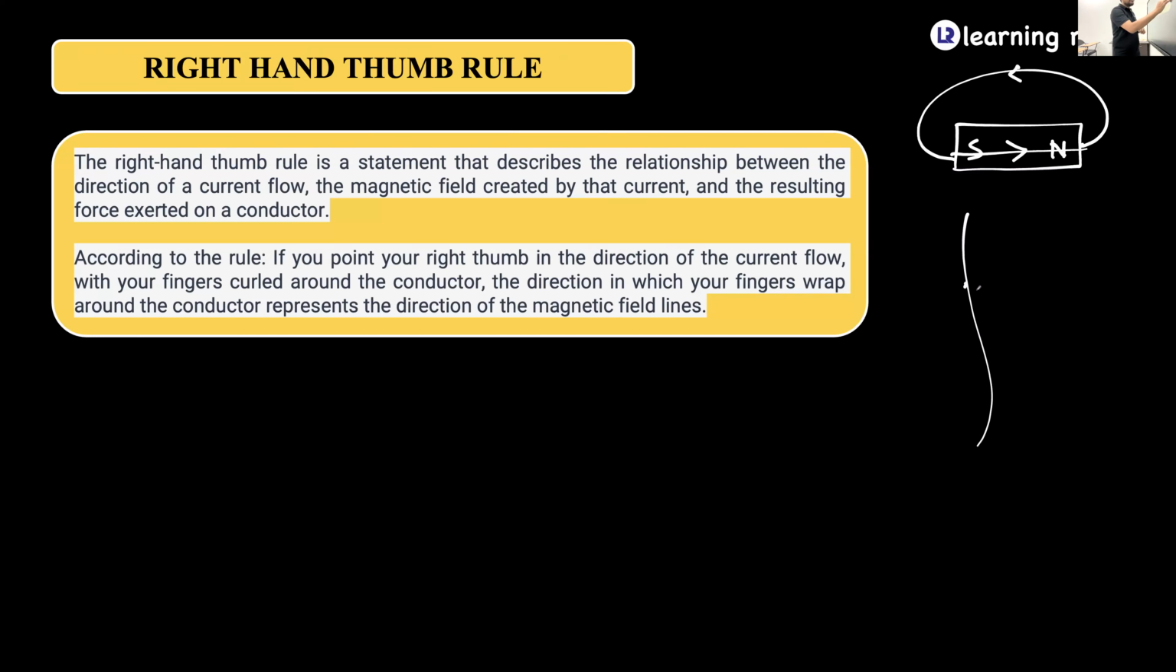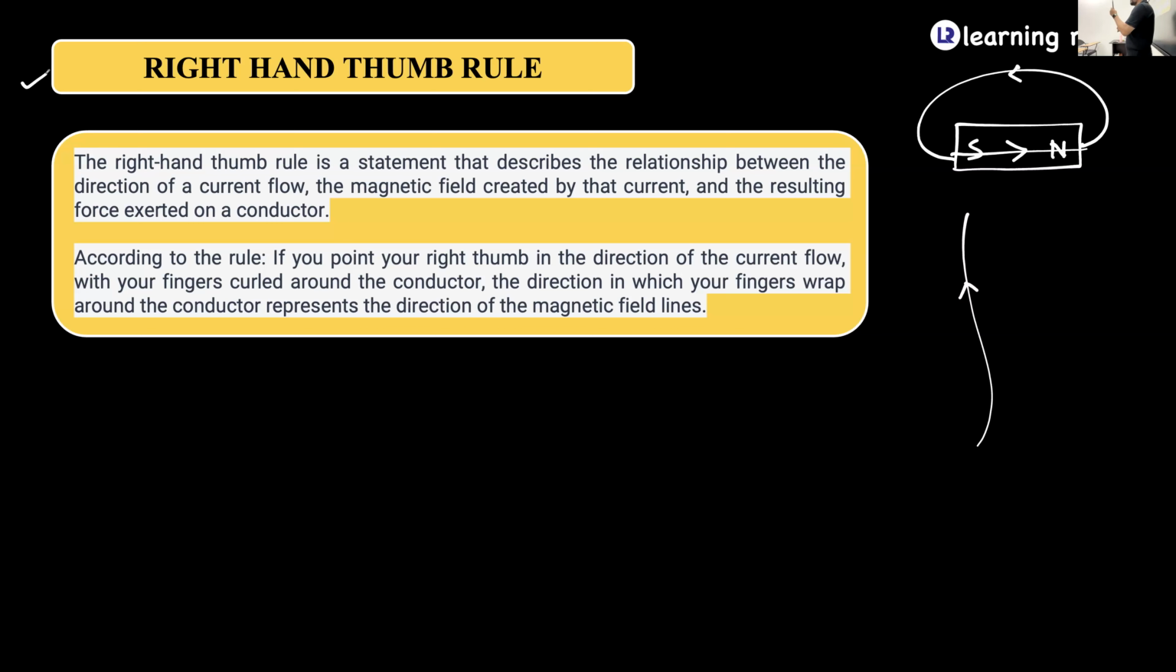Suppose I have the current flowing in this direction, right? Suppose the current is flowing in the upward direction. Then we have a rule named the right hand thumb rule, which can be used to determine the direction of magnetic field due to this conductor. So the concept is very simple.